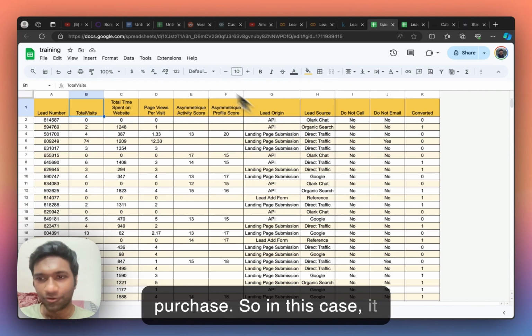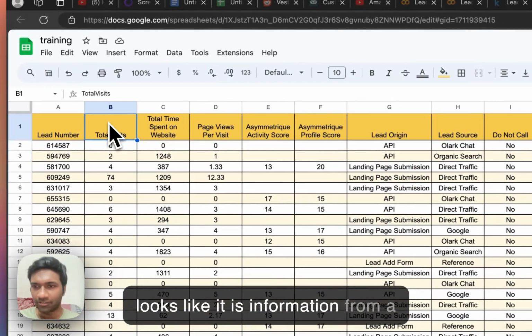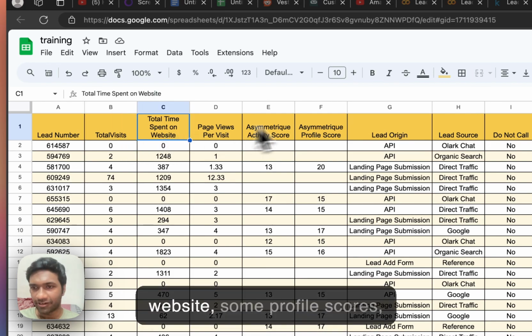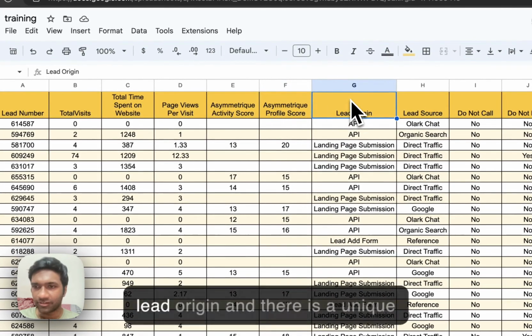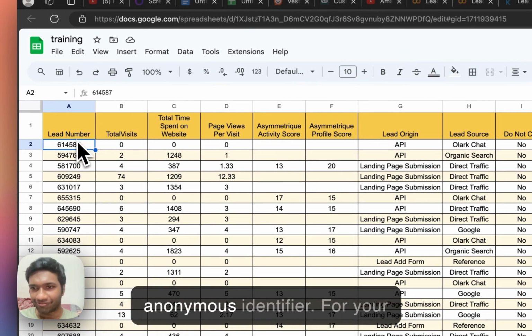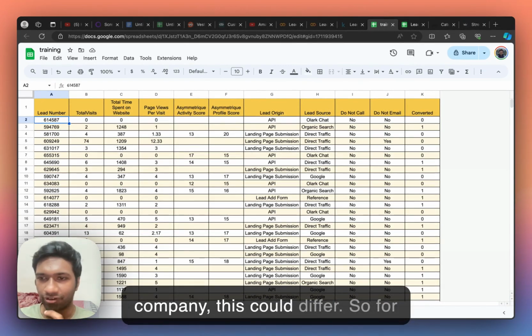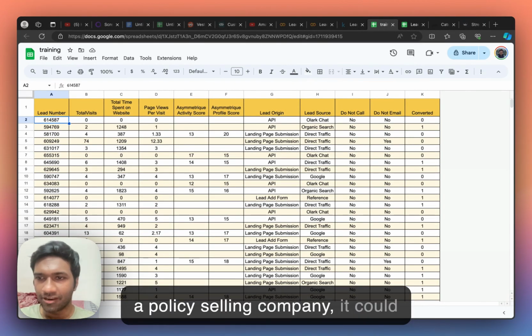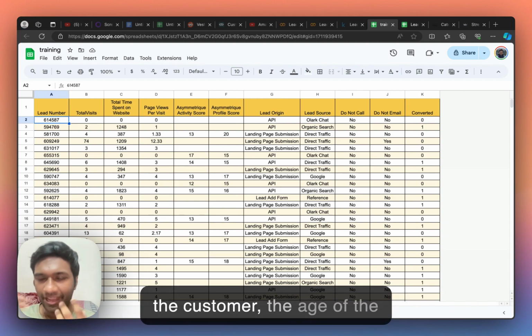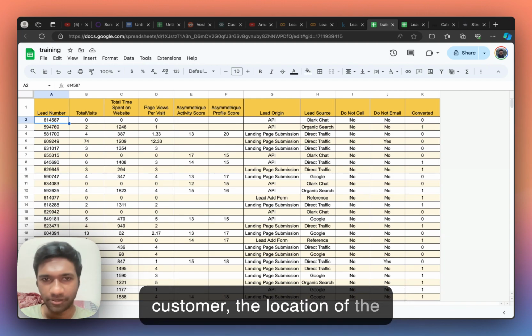In this case, it looks like it is information from a website. So we can see total visits, time spent on the website, some profile scores, lead origin, and there is a unique, anonymized identifier for every customer. For your company, this could differ. So for a policy selling company, it could be attributes like the income of the customer, the age of the customer, the location of the customer.